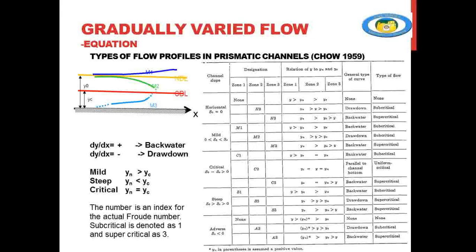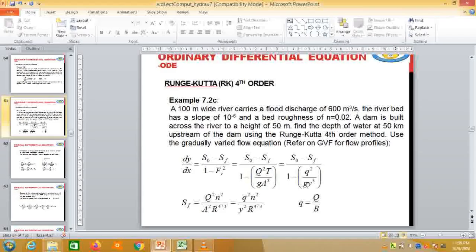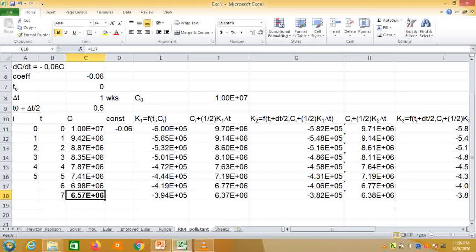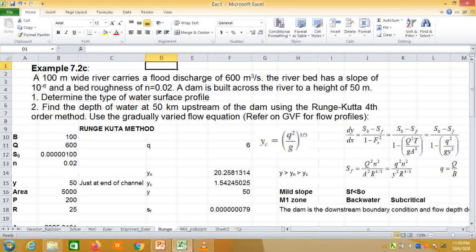So we're going to do this problem, continuing from the discussion we had earlier. Remember, we're trying to work on this problem. The width is given to be 100 meters, Q is 600 meters cubed per second. That's the bed slope. Manning's roughness coefficient, 0.02.